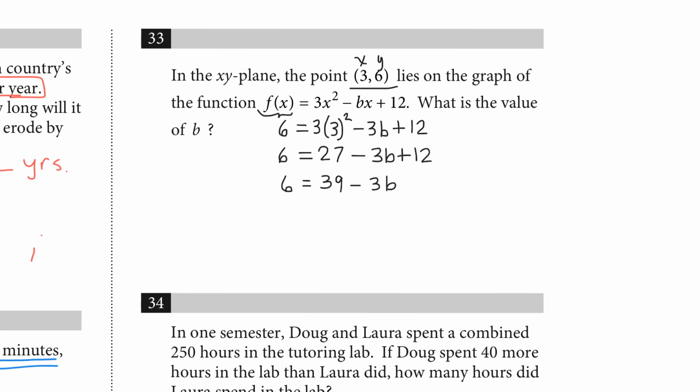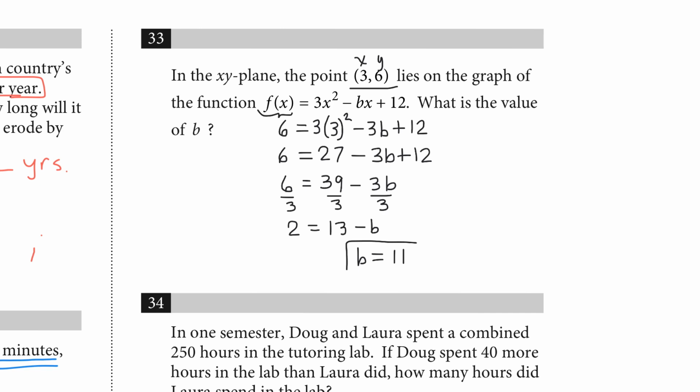I notice that all of these are multiples of 3, so I could divide by 3 here. Might as well do it now since we're going to divide by 3 anyway. So 6 divided by 3 is 2. 2 is equal to 13 minus b. And so it looks like b should be 11, since 13 minus 11 is 2.